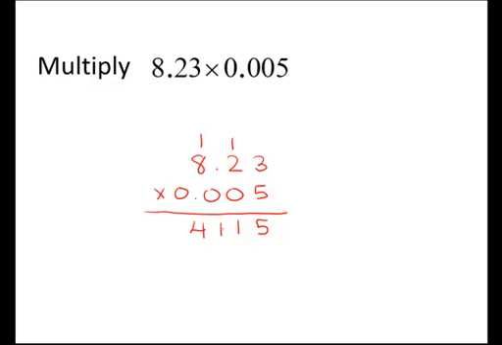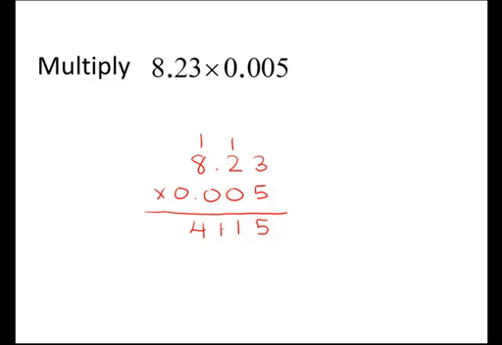Now, I need to determine where to put the decimal point in my answer. I add up all of the digits to the right of the decimal point in these two numbers. 8.23 has 2 digits to the right of the decimal point. 0.005 has 3 digits to the right of the decimal point. The total of 2 and 3 is 5.